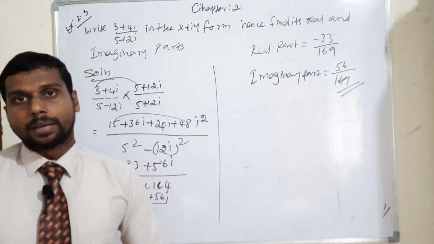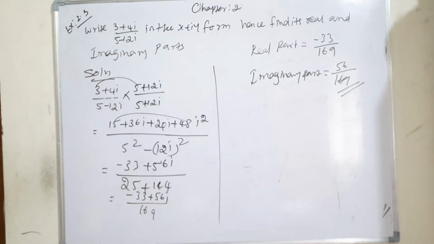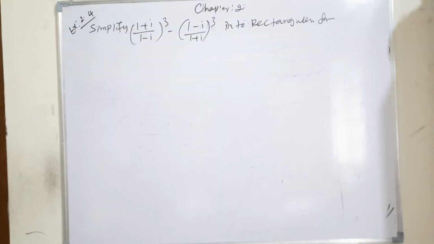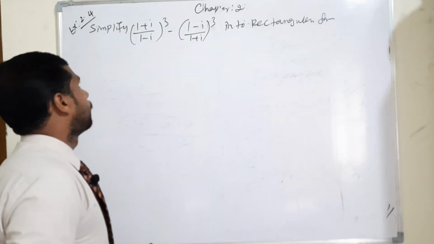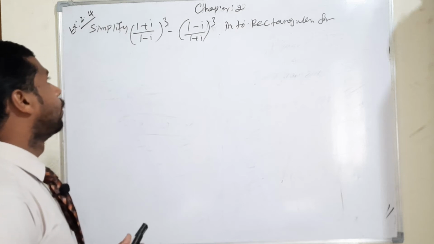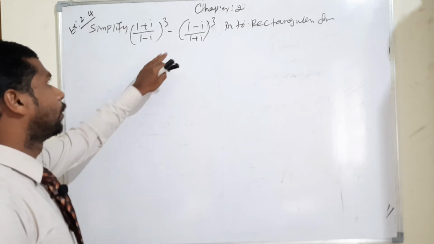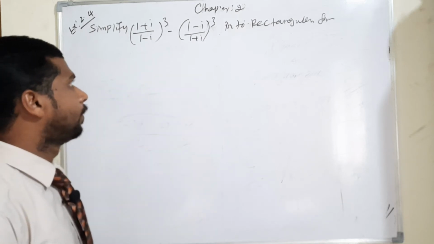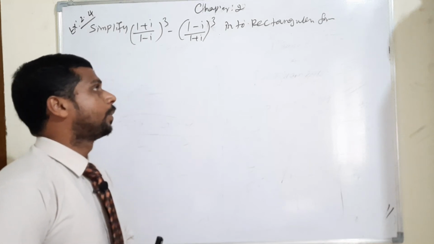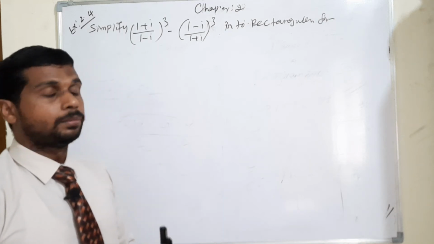Okay, I will continue example 2.4. So, I am moving to example 2.4. What is the question? Simplify (1 plus i divided by 1 minus i) the whole cube minus (1 minus i divided by 1 plus i) the whole cube into rectangular form. One of the important three more question.